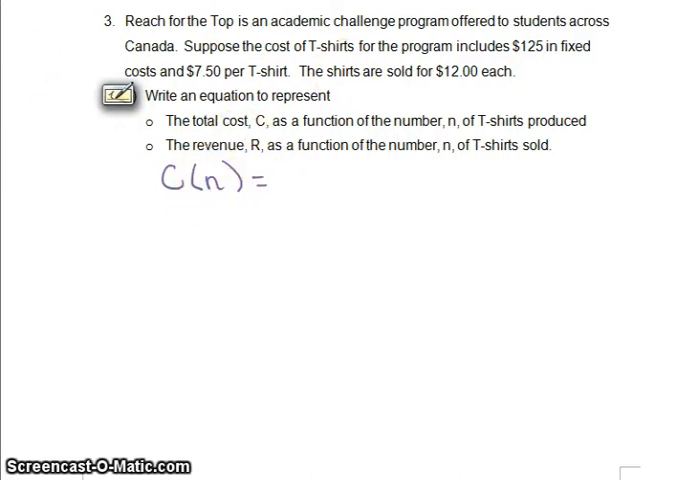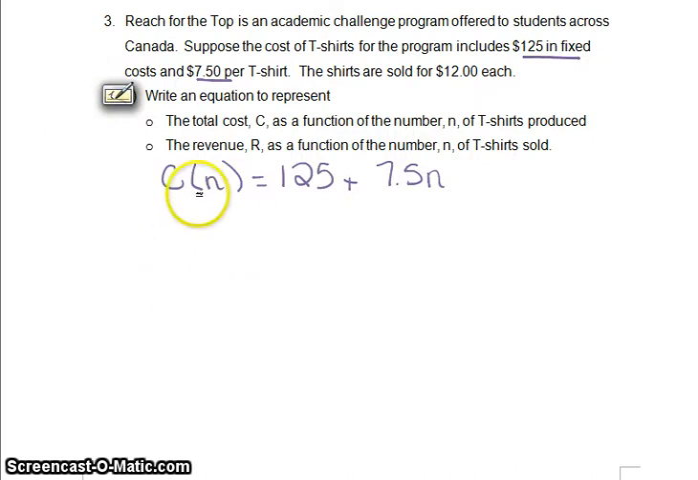So what do we know about the cost? Suppose the cost includes $125 in fixed fees. That means even if we don't sell any t-shirts, we're going to have a $125 fee. And then there's an additional cost of $7.50 per t-shirt. So if we had N number of t-shirts, it'd be 7.5N.